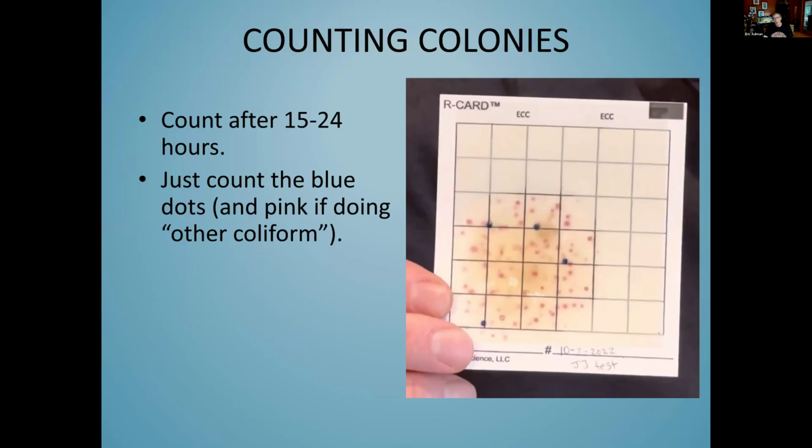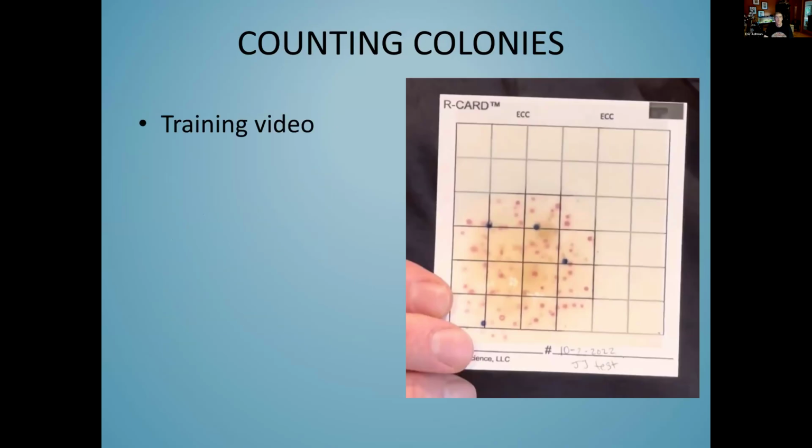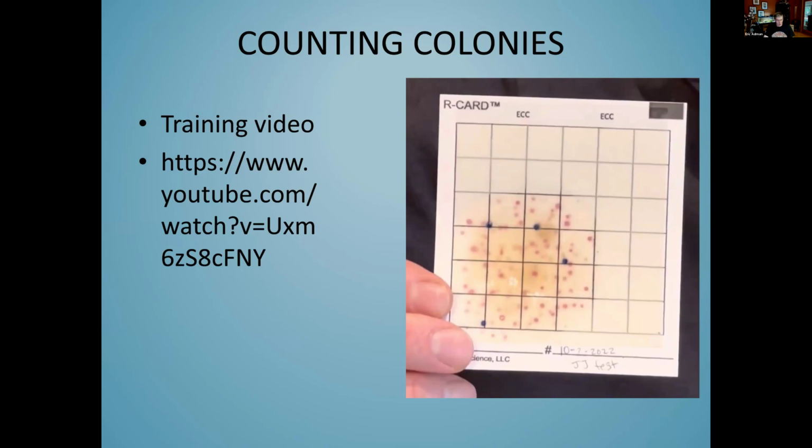So you pull it out and basically count the blue dots, and count the pink ones if you're counting other coliform. And as I mentioned, if it sits outside the incubator for too long, your counts may increase. So I would try to read it within a relatively short time after you've taken it outside the incubator. All right, and I've got a short training video on counting colonies.